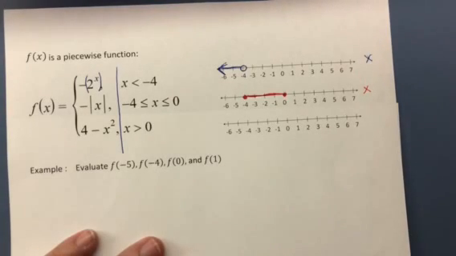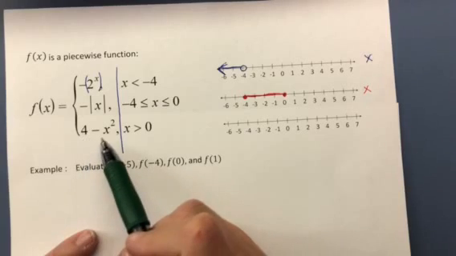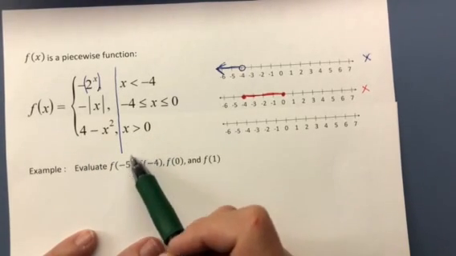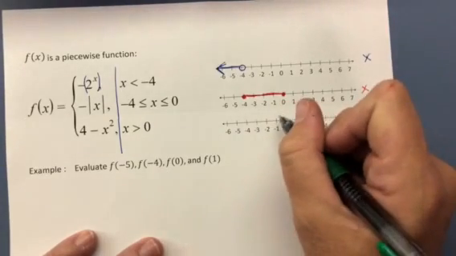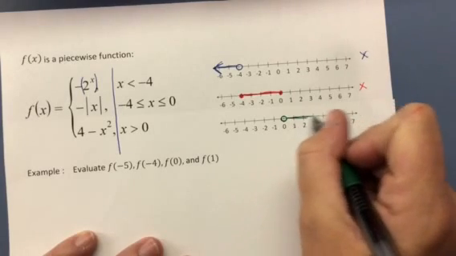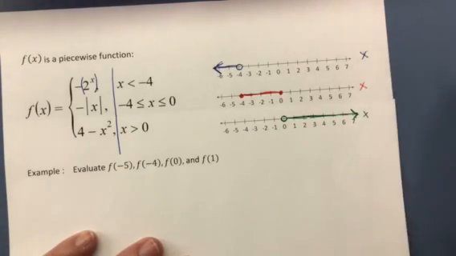All right, lastly, for the third function, f of x equals 4 minus x squared when x is greater than 0. So I'm going to come over here and say, all right, when x is greater than 0, not equal to, I'm going to do an open circle and shade everything greater. And these are just all my x-axes.